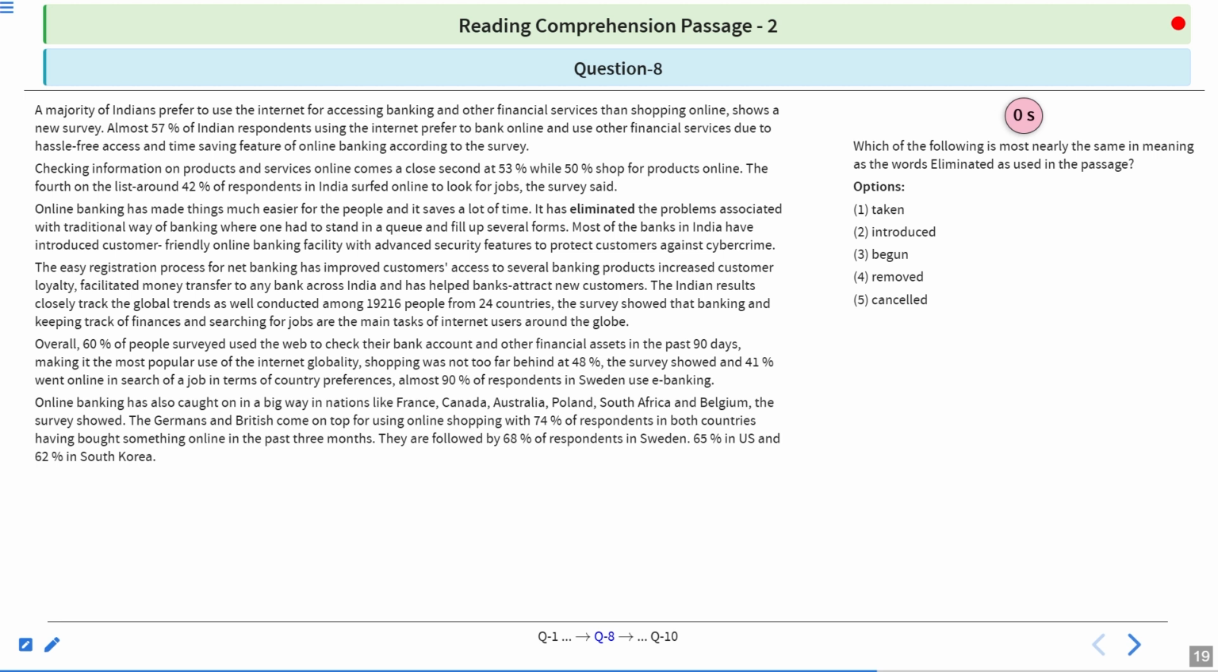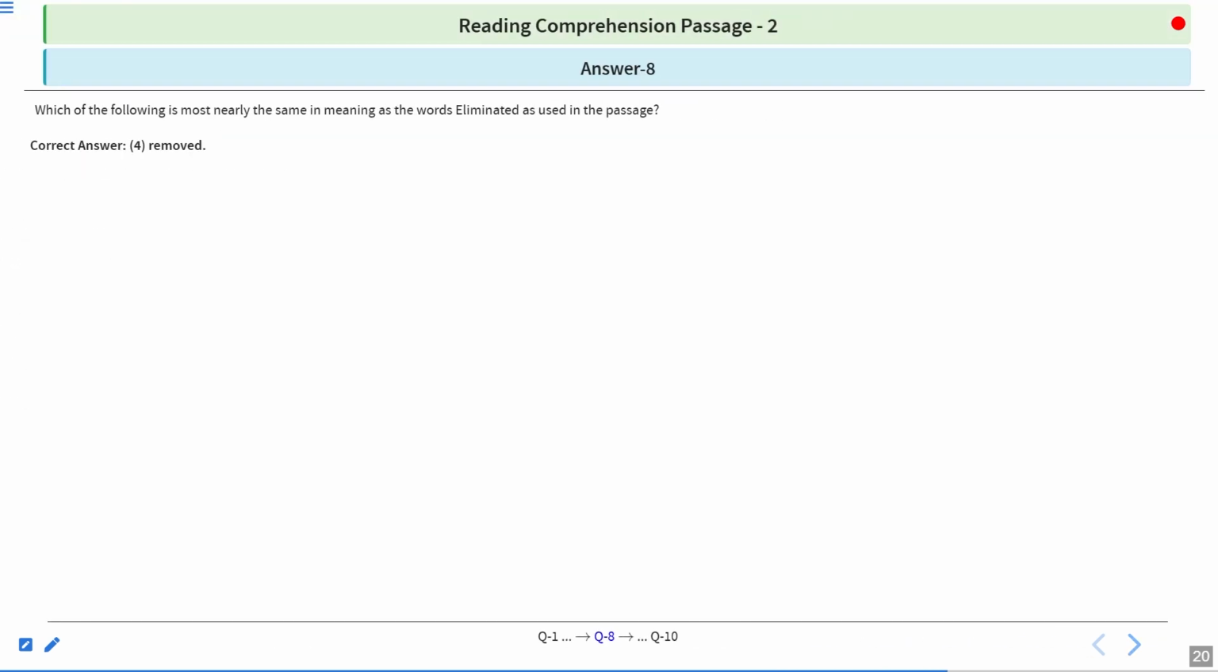I hope you've chosen the right one. Let's move to the correct answer. The correct answer is 4, removed.